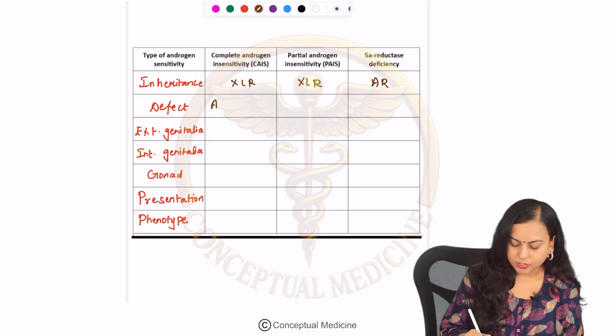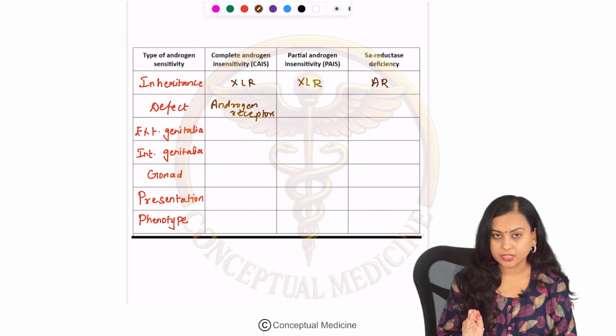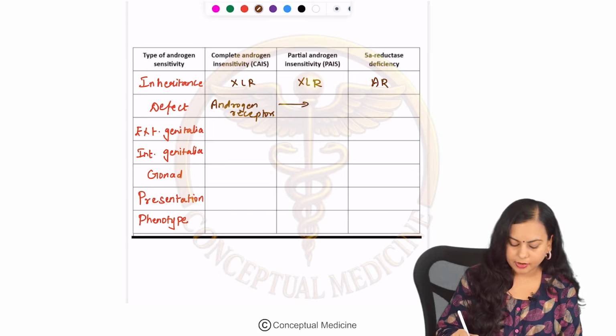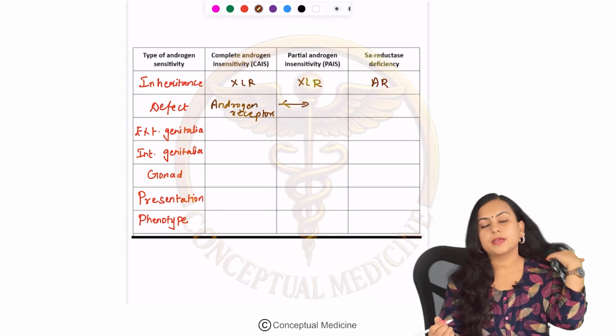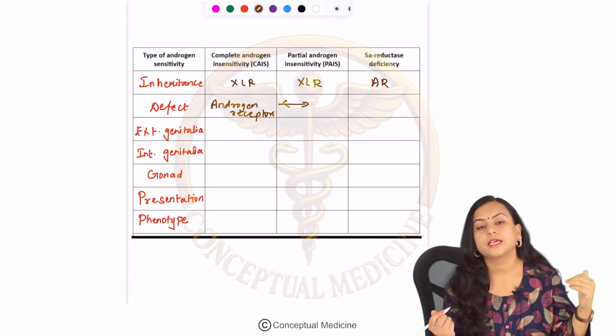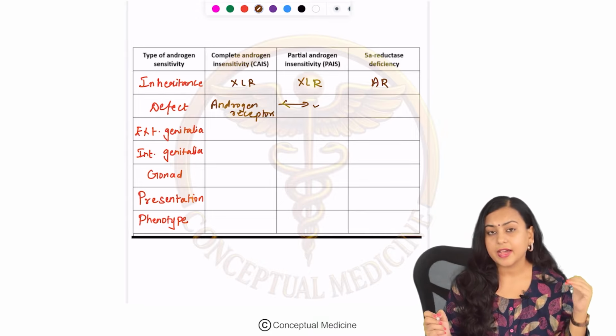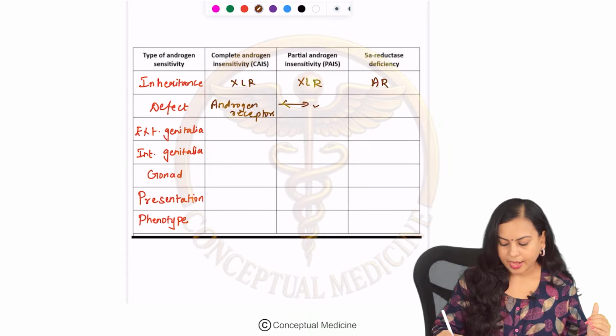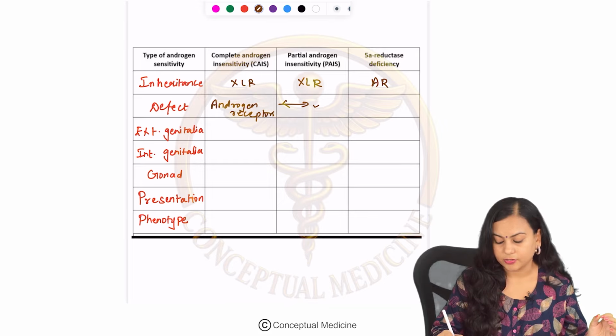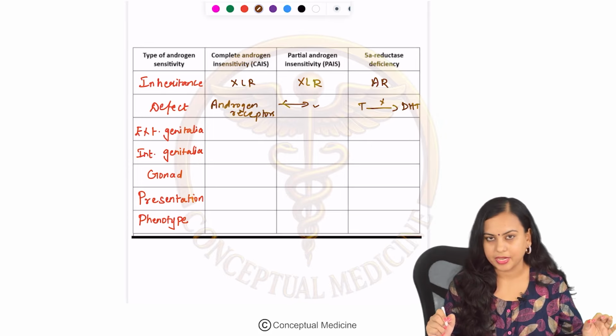Then the defect, as I told, is going to be in the androgen receptors, okay, in both complete androgen insensitivity syndrome as well as in partial androgen insensitivity syndrome. There can be any mutations or the receptor can be inactive, okay. So the same thing applies here also. And in 5-alpha reductase deficiency, I already told you the enzyme is deficient. So testosterone to dihydrotestosterone conversion is not going to happen, right?